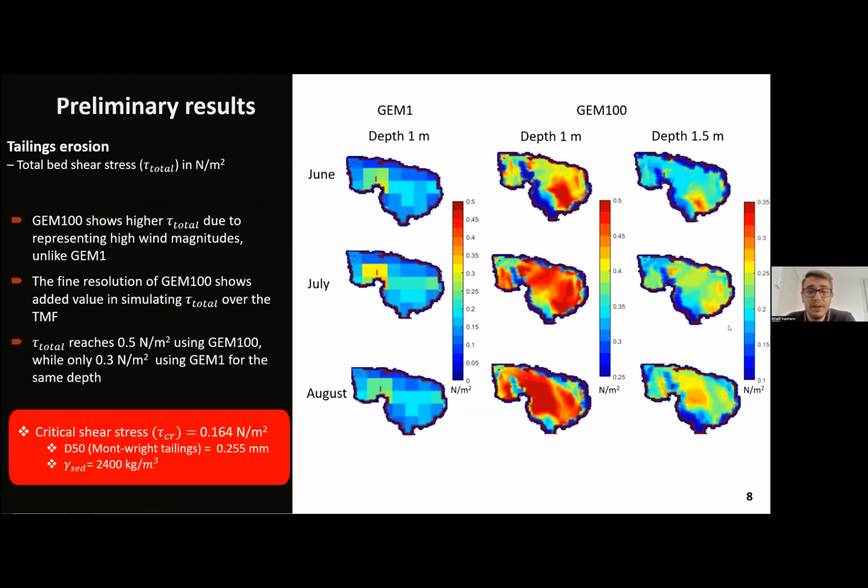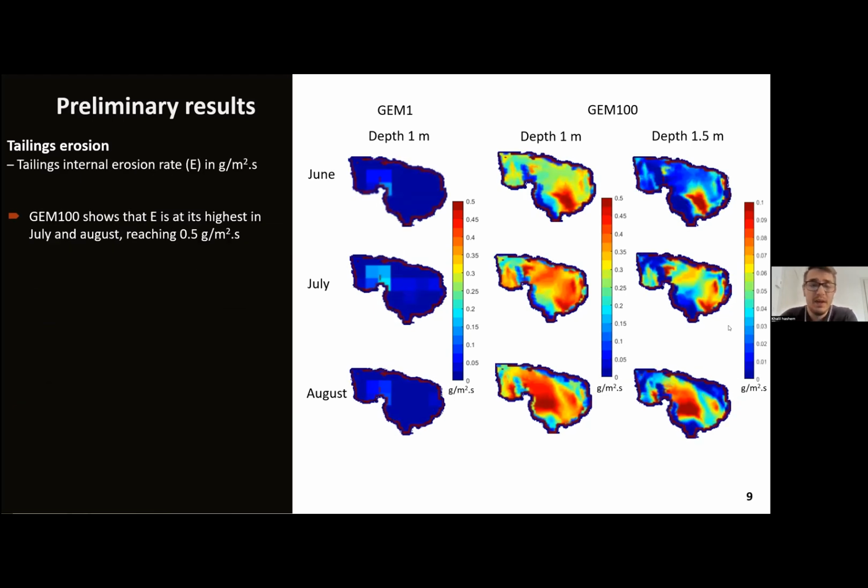And regarding the critical shear stress of the tailings, based on Montrite tailing properties, the D50, which represents that 50% of the particles are larger than that size, is 0.255 millimeters, and the unit weight of Montrite tailings is equal to 2,400 kilograms per cubic meter. The critical shear stress was estimated to be 0.164 Pascals.